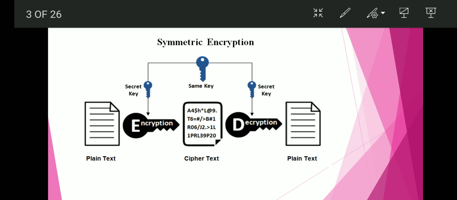Here in symmetric encryption, why is it called symmetric? In order to encrypt the information as well as decrypt the information, we are going to use the same key. So it is called symmetric encryption. The key is shared between sender and receiver, so they will use the same key to encrypt as well as decrypt the information. The plain text will be converted into the ciphertext along with the key, and we use that particular key to encrypt as well as decrypt.